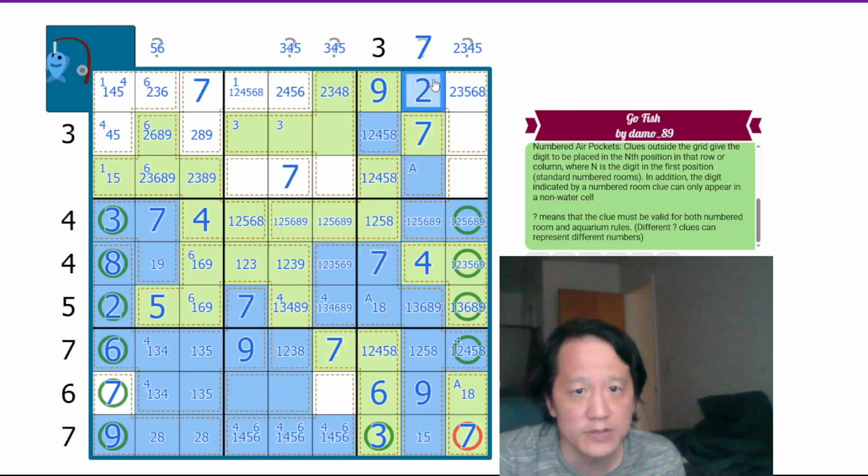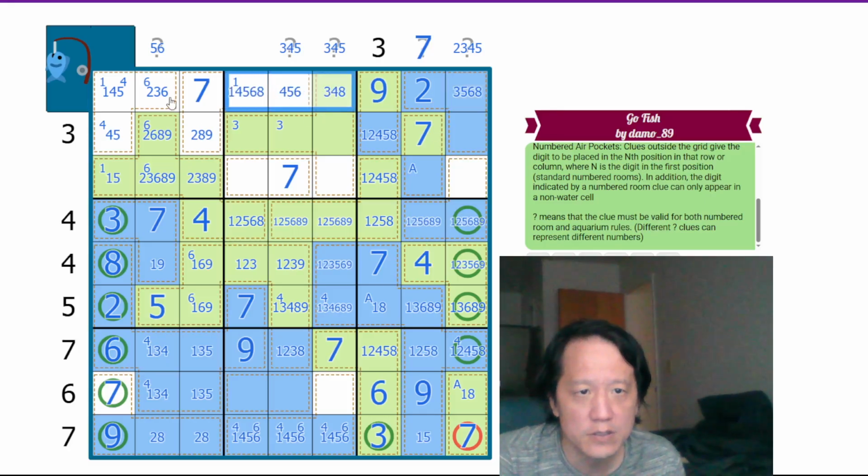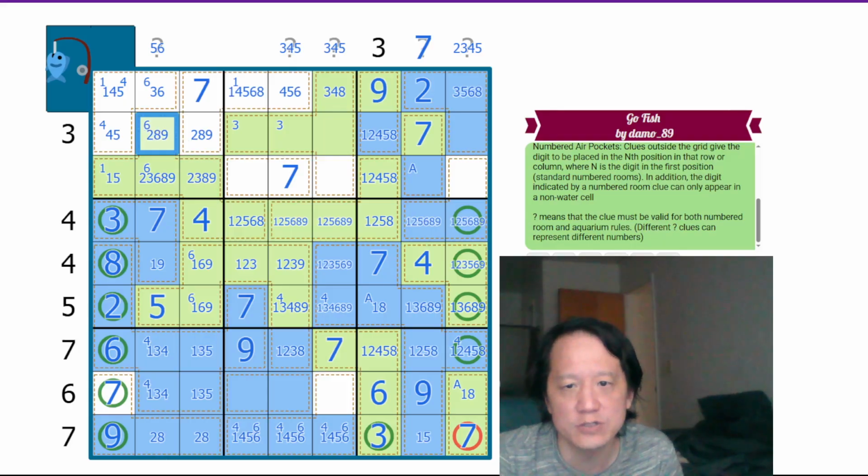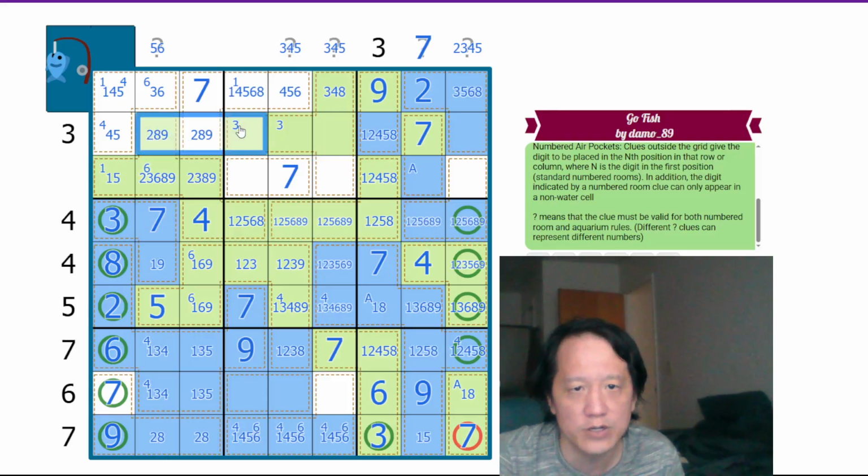And this is 7, that's water. This is water. That water forces all of these to be water. No more 2 available in row 1. So 6 is either here, or 6 has to be in the 3rd position. So this can't be 6 either way. 2 eliminates 2 in the rest of the box.